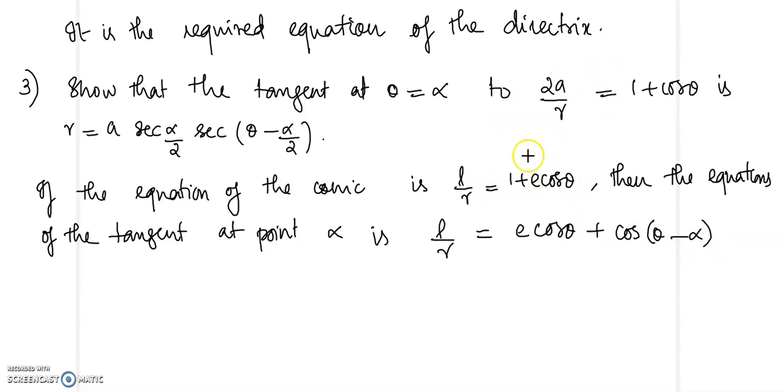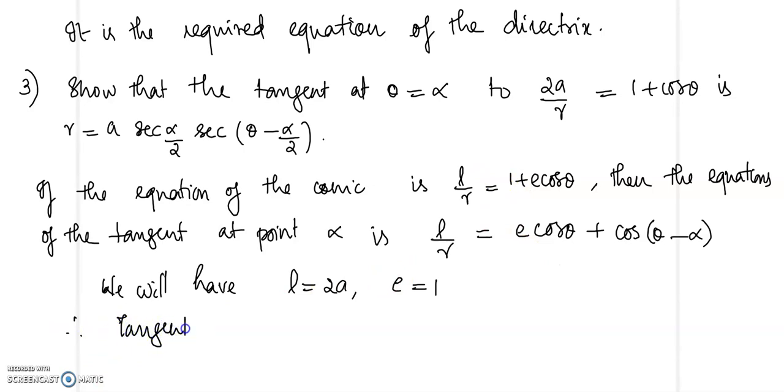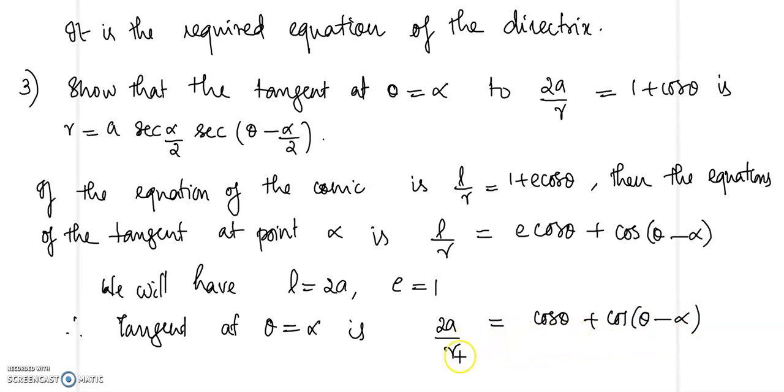Now comparing this equation L by r equal to 1 plus e cos theta with the given equation of the conic, we will have the value of L here as 2a, and e is equal to 1. So therefore the tangent at theta equal to alpha is 2a by r equal to cos theta plus cos theta minus alpha. So we will get this as the equation of the tangent.